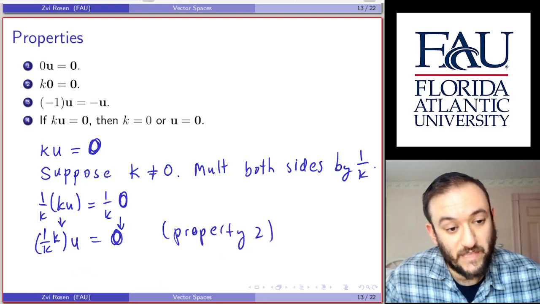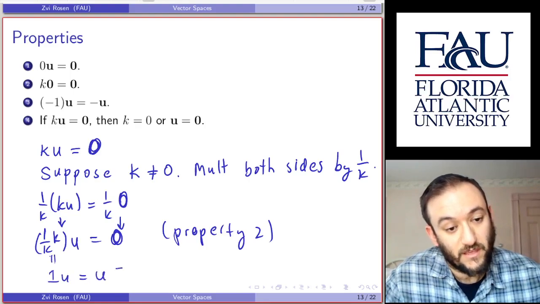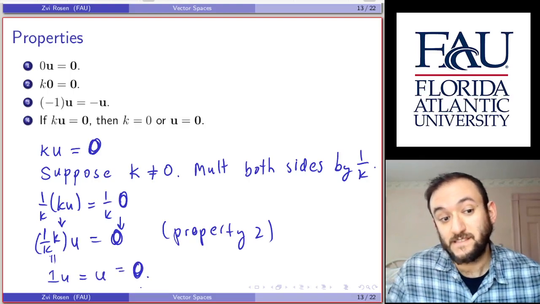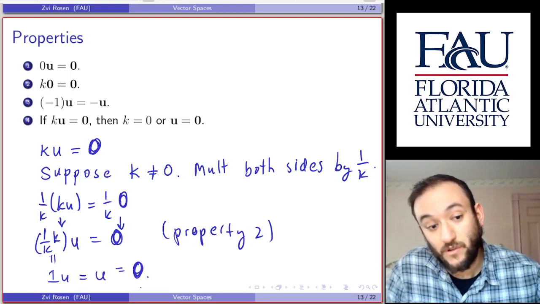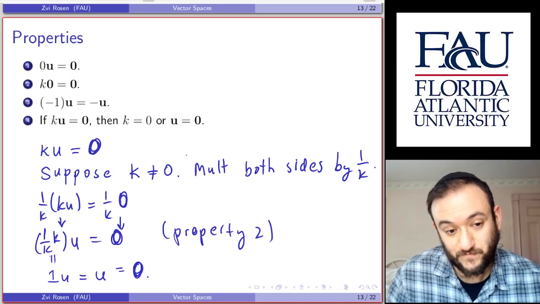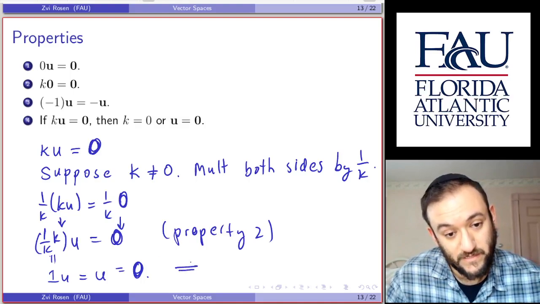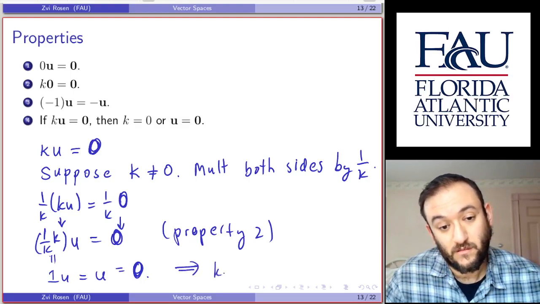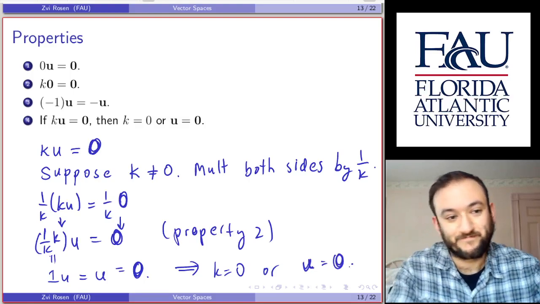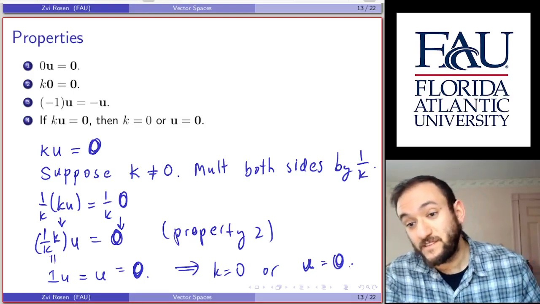Okay. And this is equal to 1. So we have 1 times U, which is just U, is going to be equal to 0. Okay, so what we've shown here is if we suppose that K is not 0, that means U is 0. So that tells us that either K is 0 or U is 0. Okay. So that proves all of those properties.